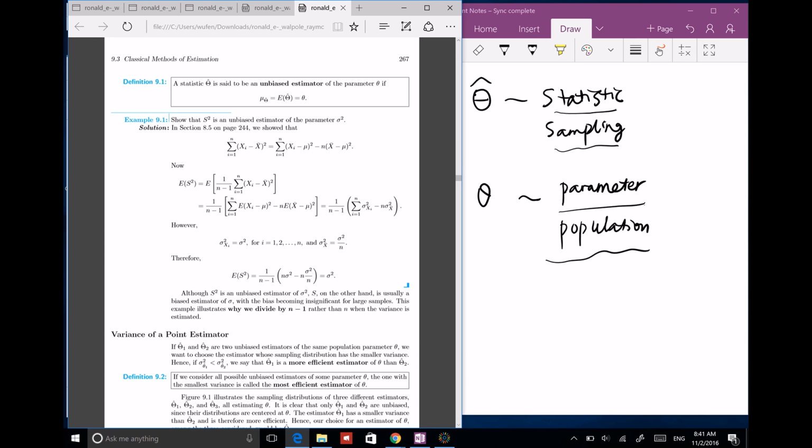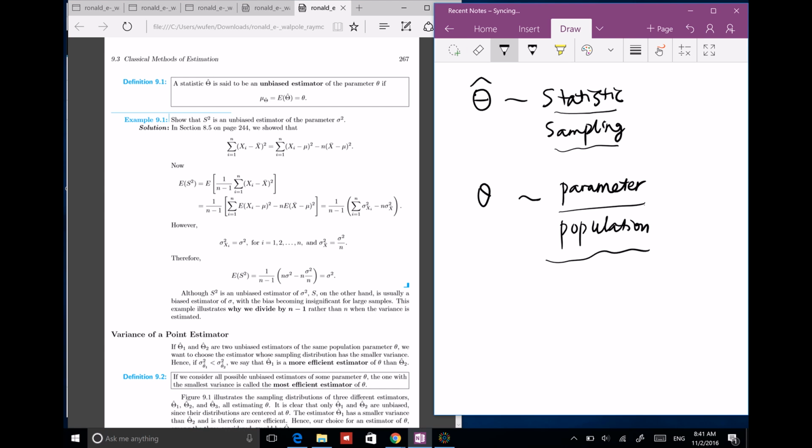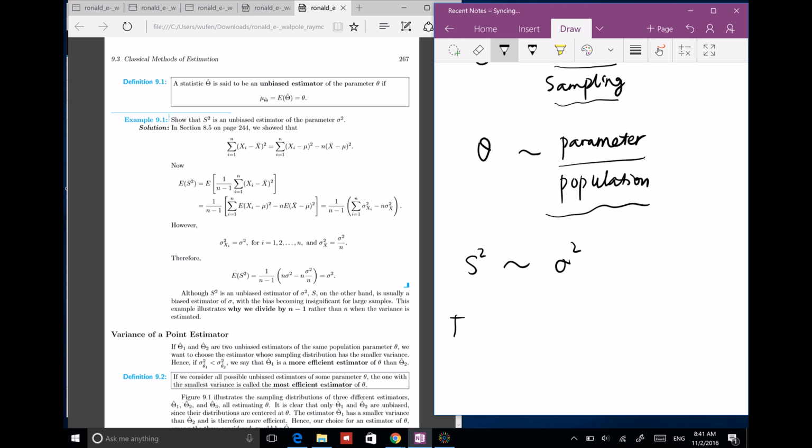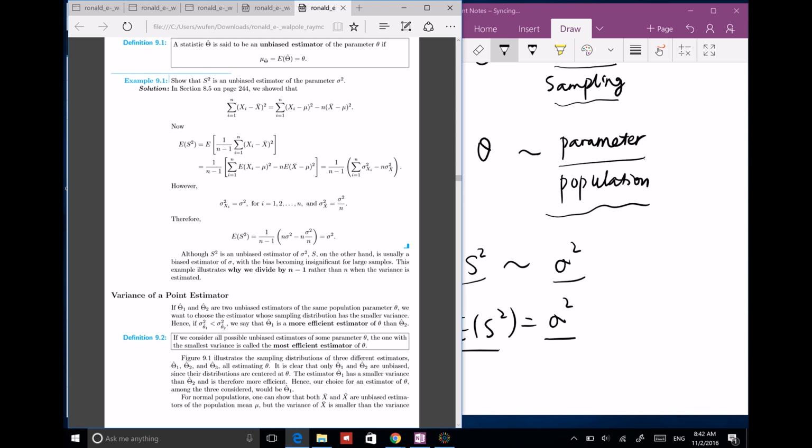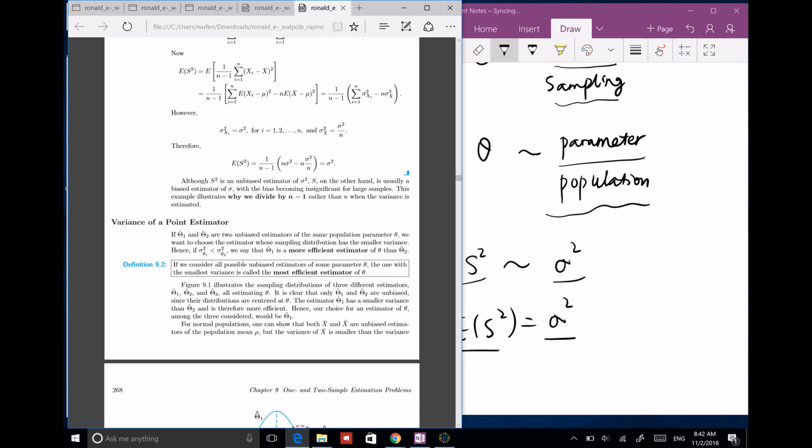This is how you prove that the sample S square is the best estimate for the parameter sigma square. Basically, you want to prove that E of S square equals sigma square. If their expectations are exactly the same, equal to sigma square, then it is the best estimator. So we use the sample variance to estimate the population variance. It makes sense, right?